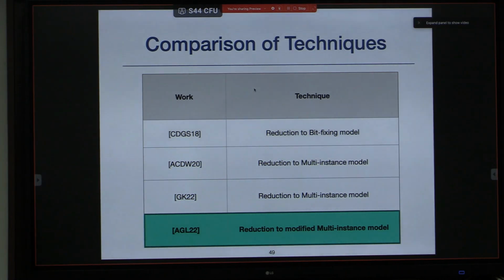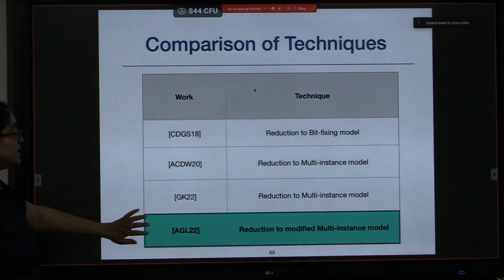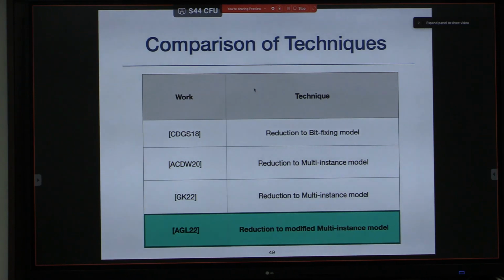So the follow-up work of Ghoshal et al. used the same model. They used an observation that finding large collisions is very hard. Like finding, say, log n sized collisions, log n inputs going to the same output under the compression function, is very hard.